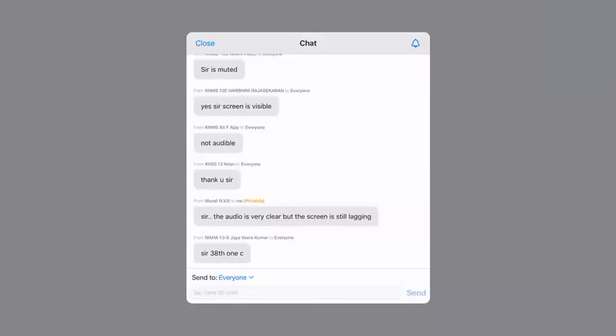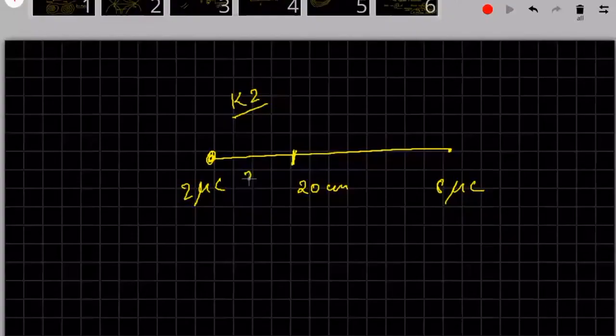So a point between them where the field is 0 would be 20 by 3 from the 2 microcoulomb charge. I'll explain. This is 2 microcoulomb, this is 8 microcoulomb, separated by 20 centimeters. Suppose this is the point. The electric field here because of this is K into 2 divided by x square. The electric field due to the other is K into 8 divided by 20 minus x the whole square. So the K will get cancelled, and 2 will go 4 times.